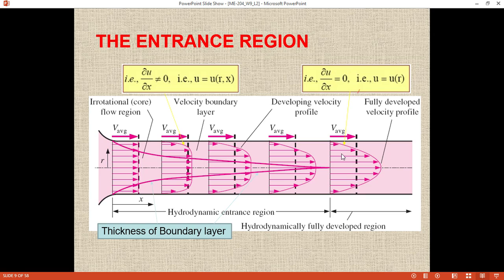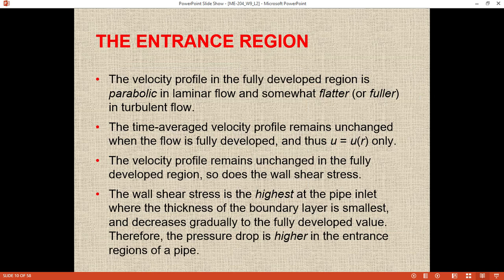If it is laminar, it is going to be parabolic. If it is turbulent, it is going to be a little bit flatter like this. In that case the velocity becomes more uniform. When we move into the developing region, the flow will be either laminar or turbulent.